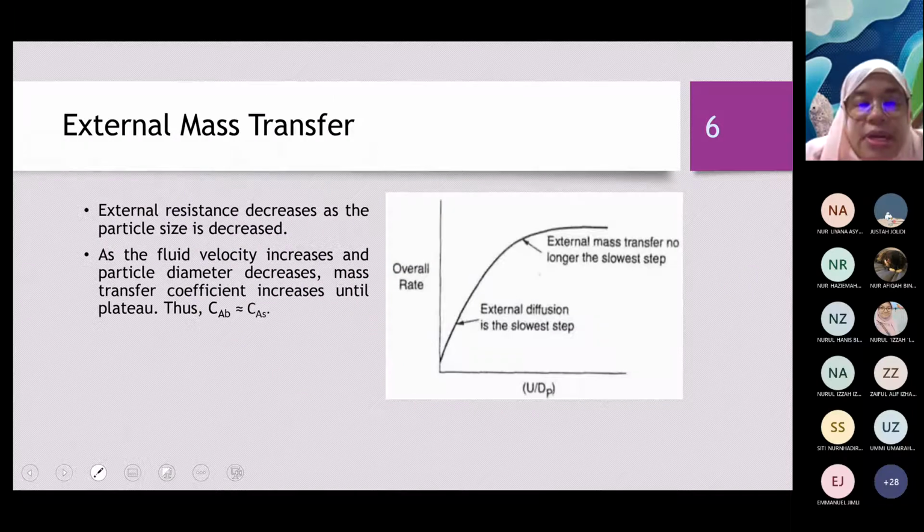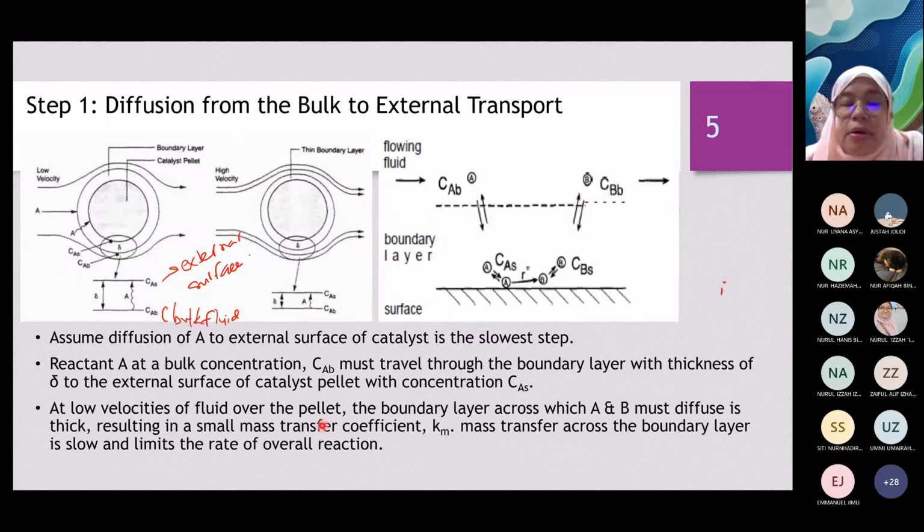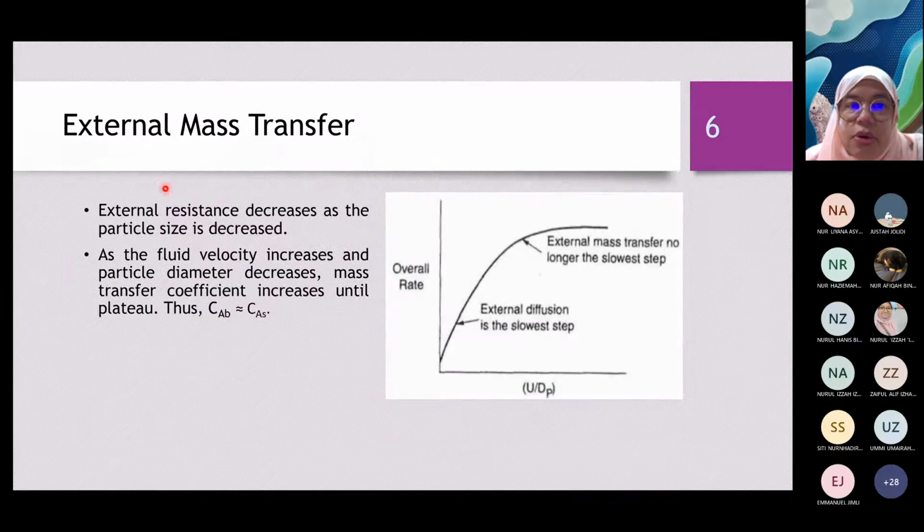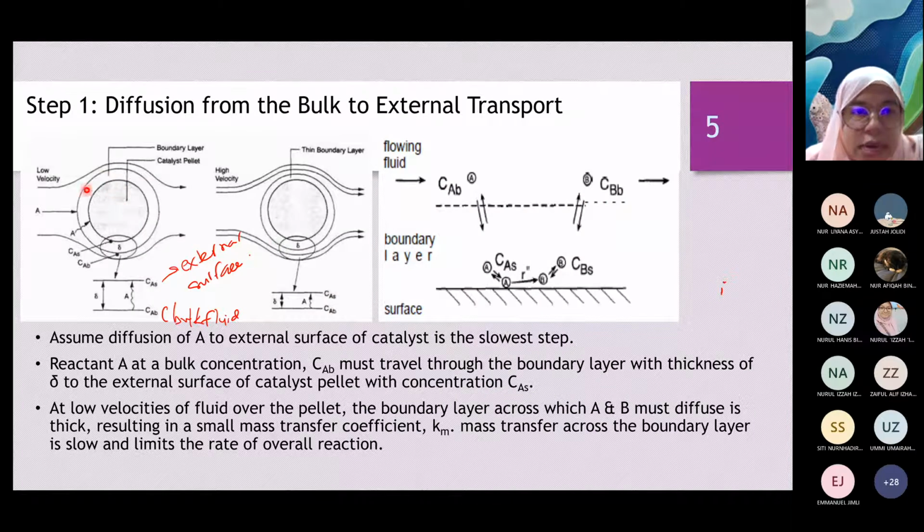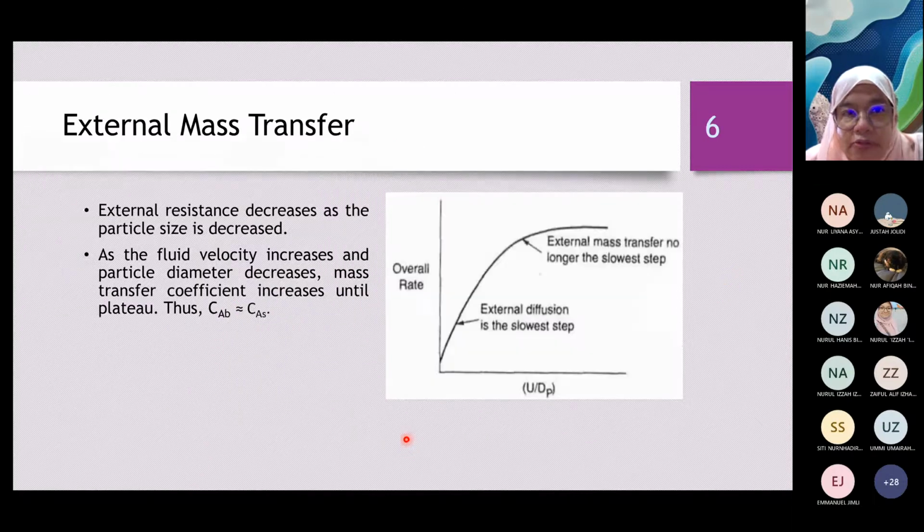Okay, so external resistance decreases as the particle size is decreased. So external resistance is the rate of mass transfer coefficient lah. Okay, mass transfer coefficient value, it will decrease as the particle size decreases. So particle size ni meaning the size of catalyst. So if you look at here, if we increase the size of catalyst, the thickness of boundary layer will decrease. So that's why we can increase the mass transfer coefficient value.